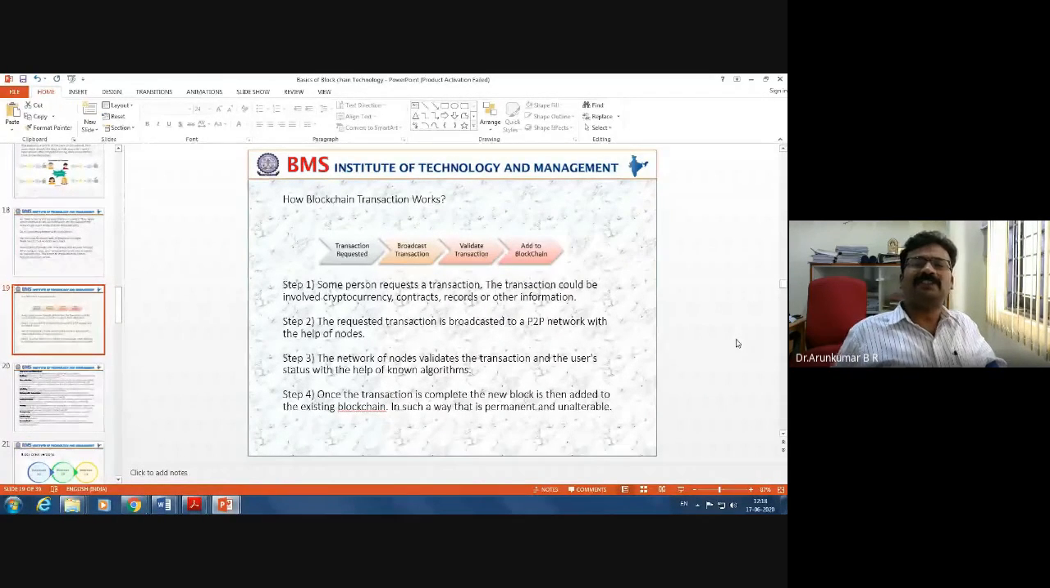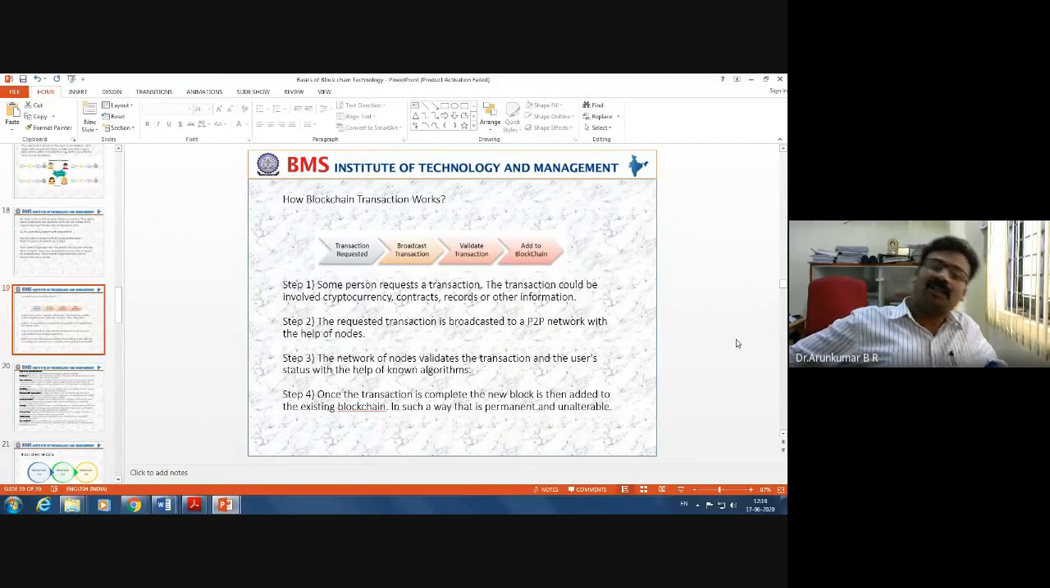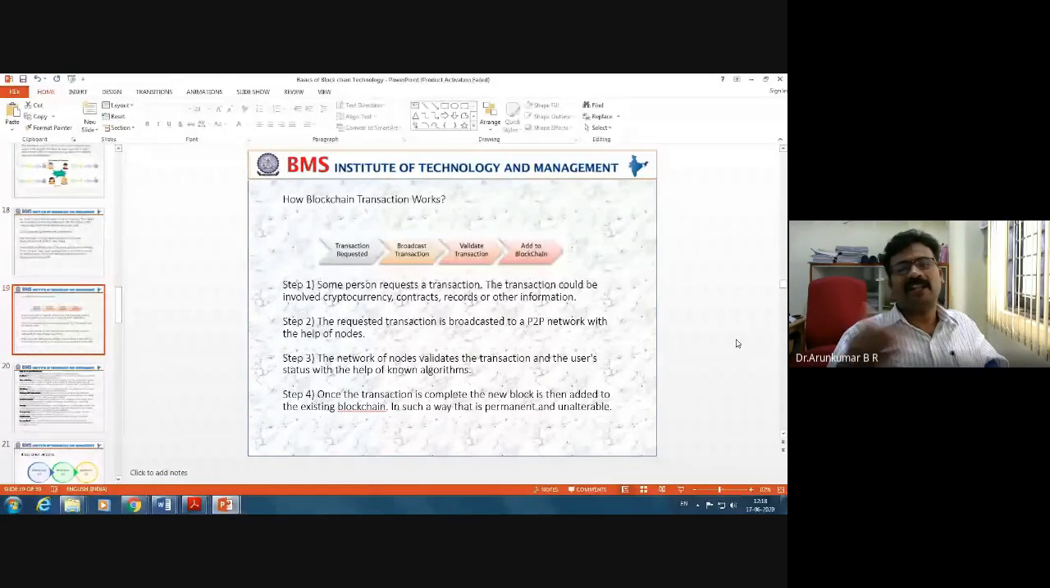Okay, some person requests a transaction. The transaction could involve cryptocurrency, smart contracts, records, or other information, for example. Records. So we will be explaining the land record transaction use case. We'll be presenting that elaborately. So, for example, in this case, some land records.